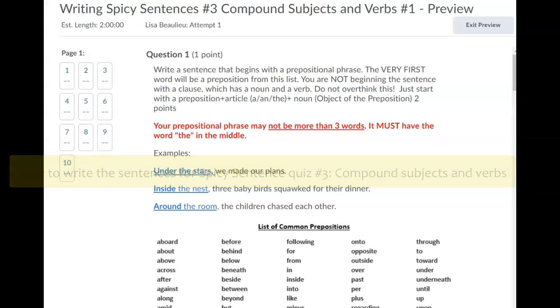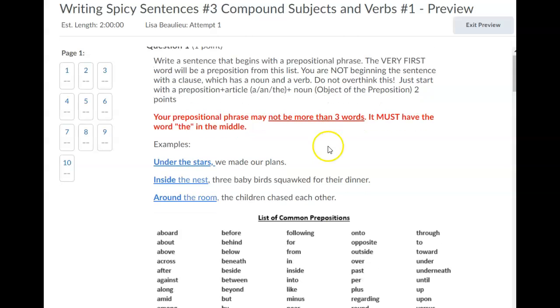In this short video, I'm going to explain how to write the sentences for this quiz, which is worth 10 points and which you can take twice. So the first question is really a review because we've already started writing sentences with prepositional phrases, but this time I'm asking you not to use more than 3 words. That is because I keep getting many dependent clauses with verbs inside of them instead of prepositional phrases.